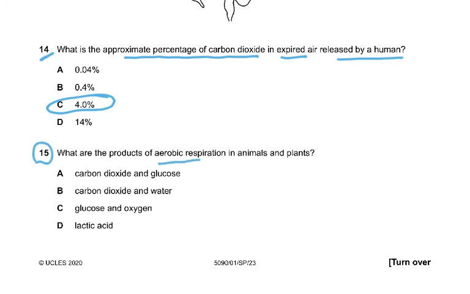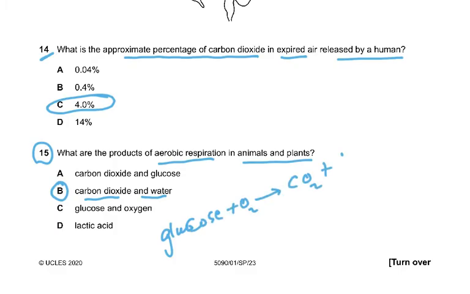Question 15. What are the products of aerobic respiration in animals and plants? So the answer is B, carbon dioxide and water. You see, if you don't know the equation, only then you can make a mistake in this. Aerobic respiration is glucose plus oxygen gives you carbon dioxide plus water plus energy released. And I said energy released, I didn't say energy produced. It's energy released.